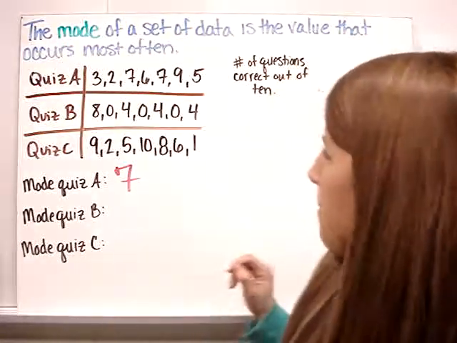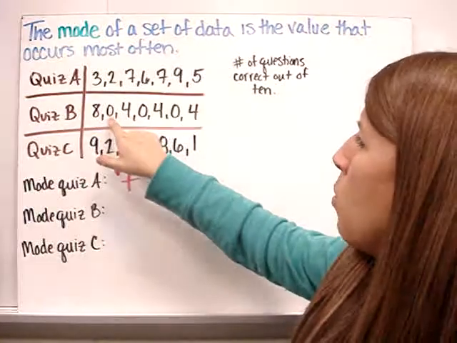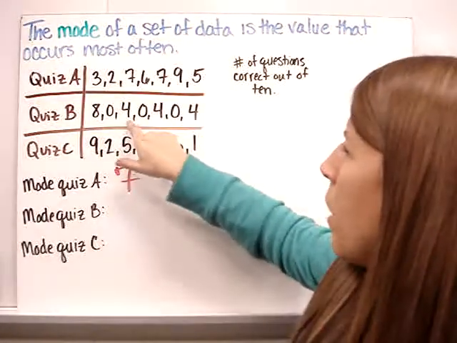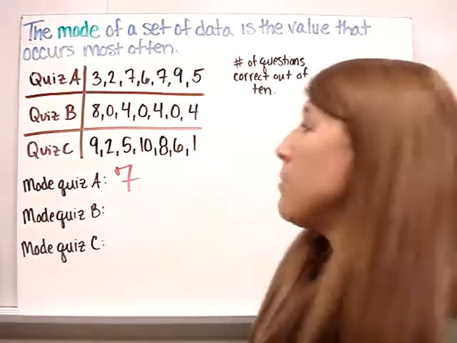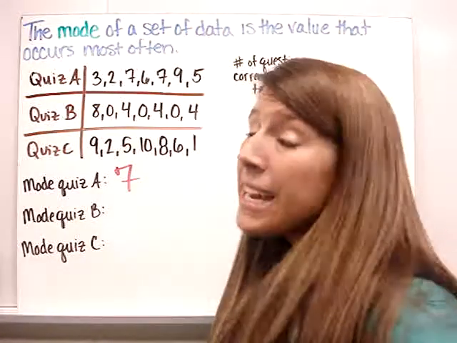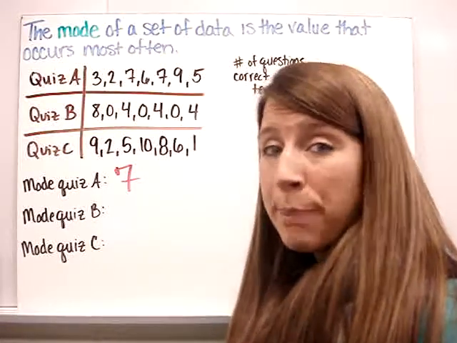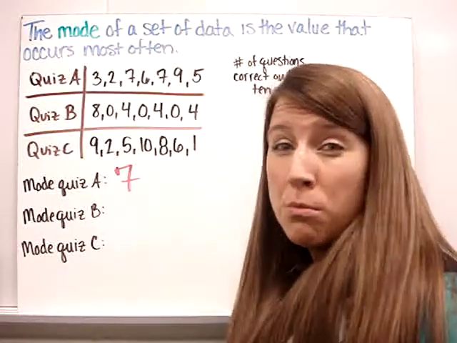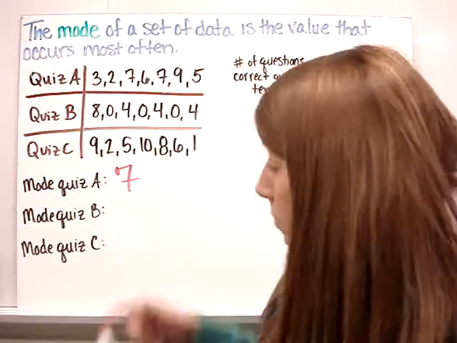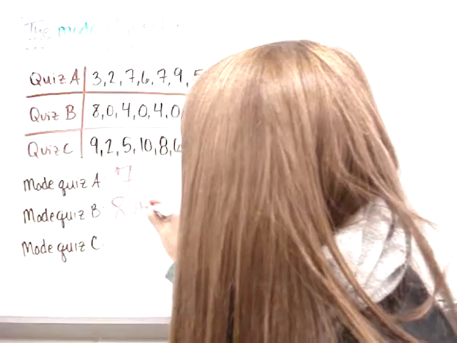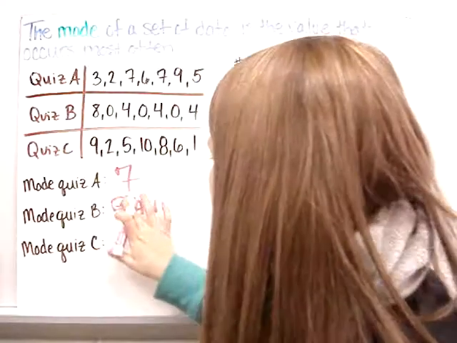How about Quiz B? I see 0, 1, 2, 3 times. I see 4, 1, 2, 3 times, and then I see 8 once. It is possible for there to be more than one mode. We call this bimodal, meaning two modes. So 8 and, oops, not 8, my fault.